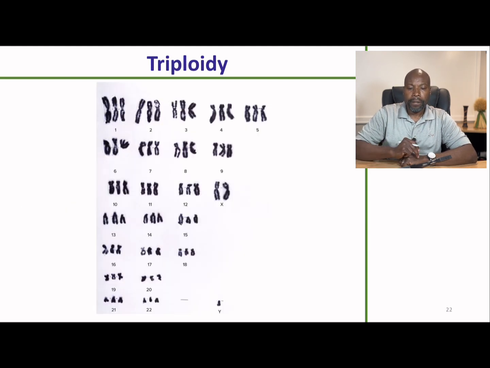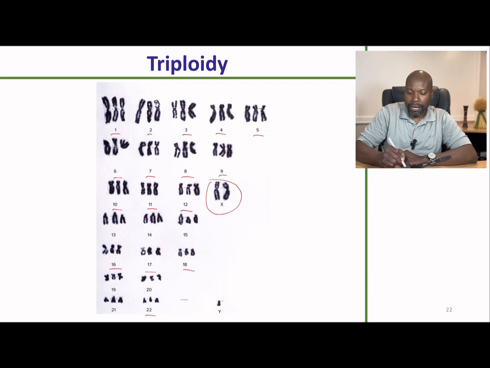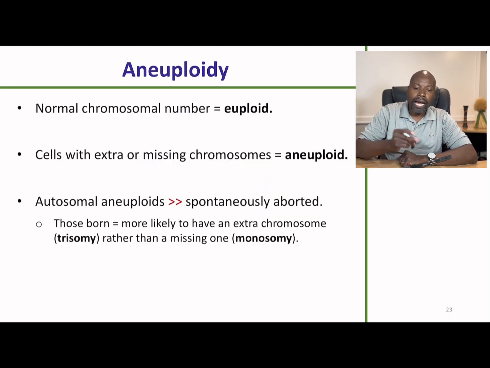Okay, so this is an example of triploidy, where every single type of chromosome here is represented 3 times. Here it is less than 3. It's the normal amount, but everywhere else it's 3. So this is a good example of triploidy.